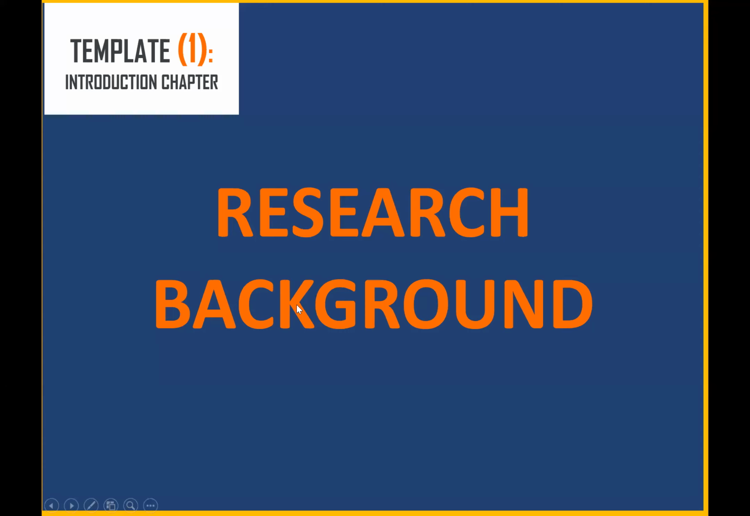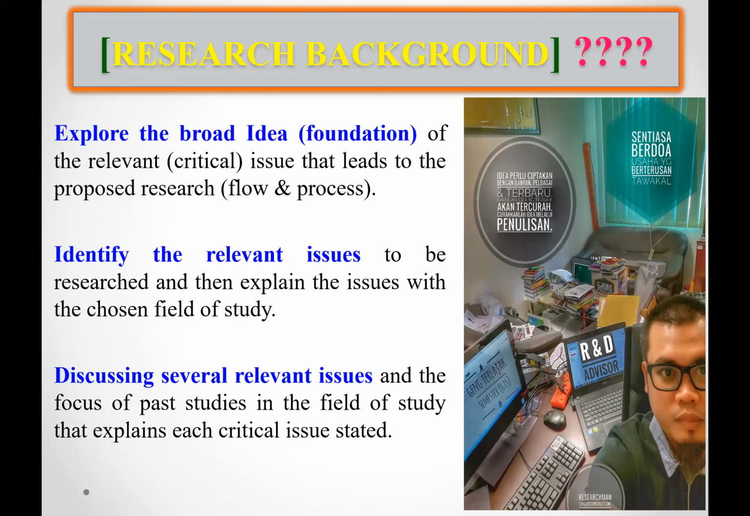Okay, now we go to 1.2. 1.2 we call the research background. I need to start with understanding the definitions. What is a research background? In simple words, research background is relevant issues. What is your research issue? Why did you choose the topic? What are the issues? Please remember this meaning, this definition of research background. It's actually the research issue or relevant issues.